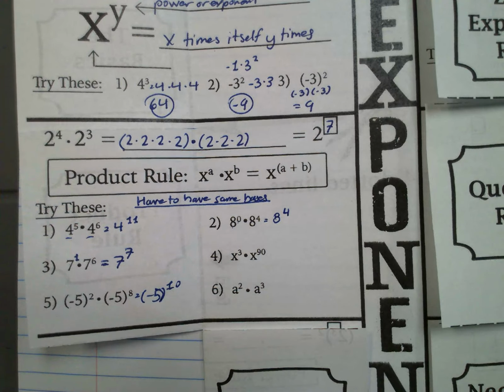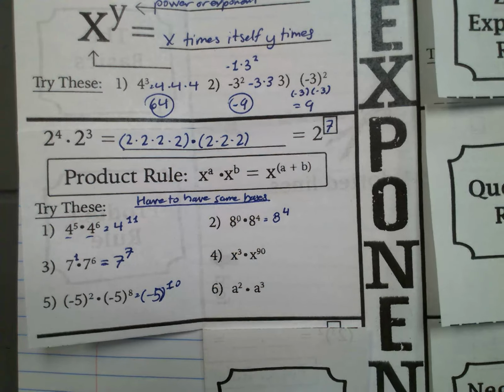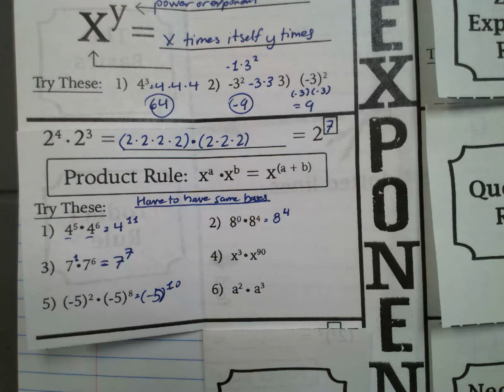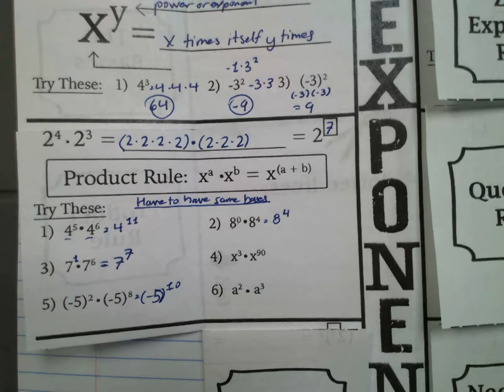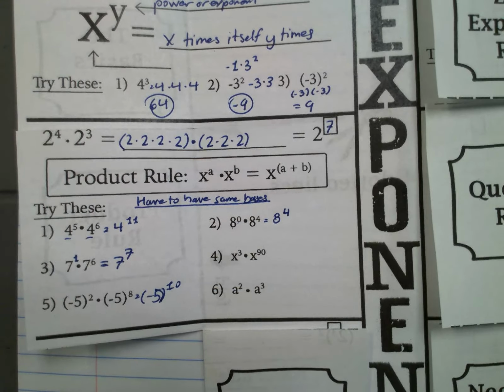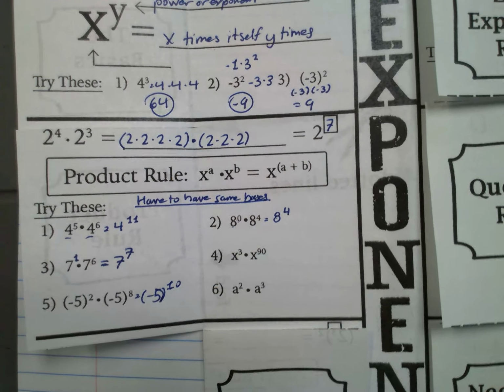0. Oh, I got 2 different answers now. How many people think it's 0? Show of hands. Raise your hands. How many think it's 1? The ones have it. Anything to the 0 power. It could be 10. It could be 100. It could be 1 billion. I don't care. If it's to a 0 power, it's 1.